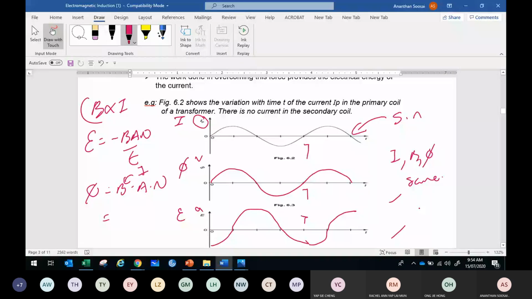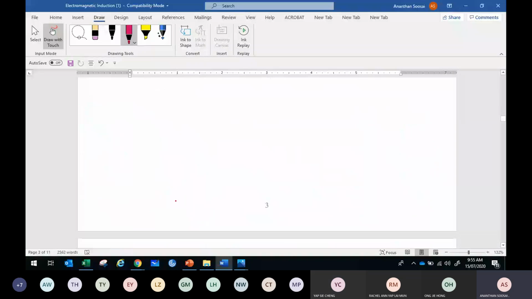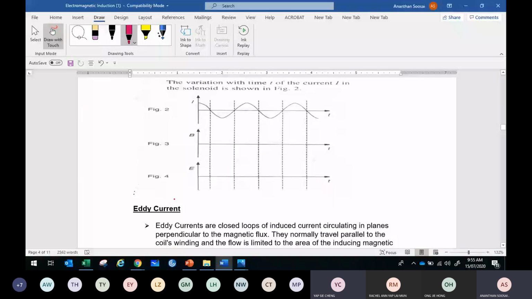Okay, class, any problem? So any I, B, flux graph provided, you should be able to find the EMF graph from this relation. So maybe, very fast, can you get this answer?